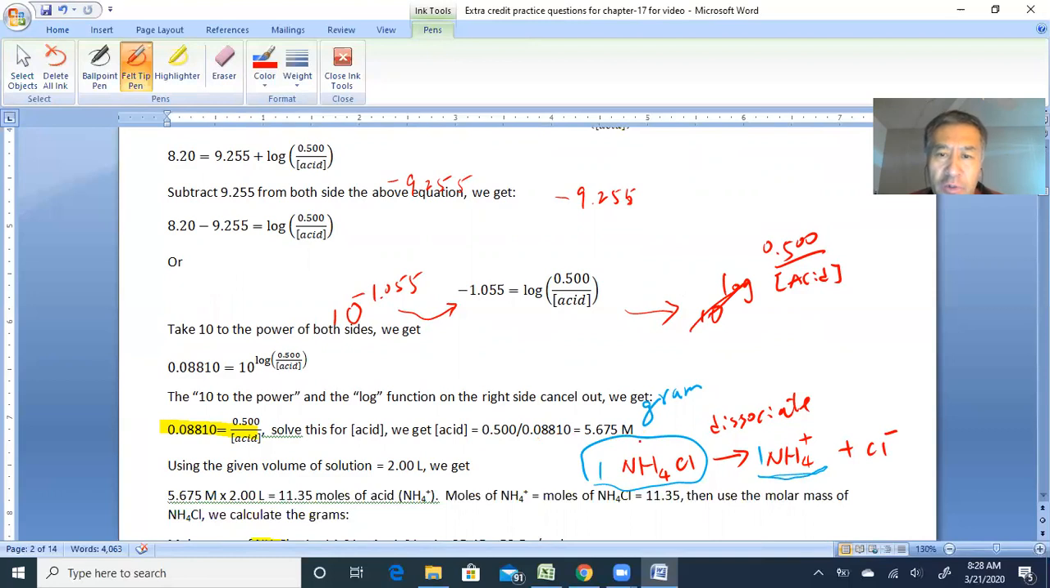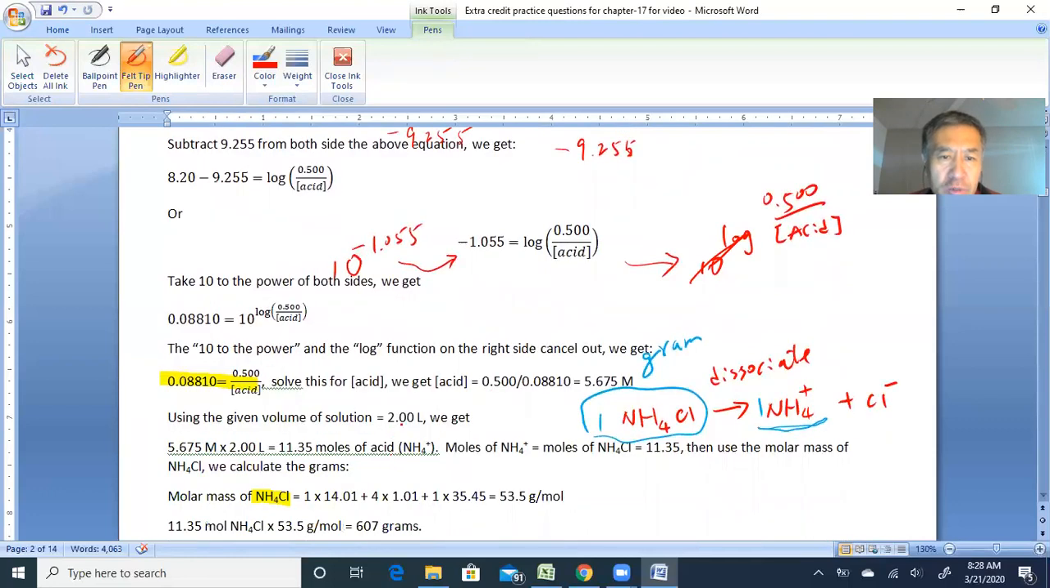We needed to know the grams. So therefore, we have to know the moles. Right now, this is the molarity. So the given solution is 2.00 liters. So therefore, we use the molarity, capital M, times the volume. We get this many moles of the acid. And moles of the acid equals moles of the salt. So therefore, it equals 11.35 moles for the salt.